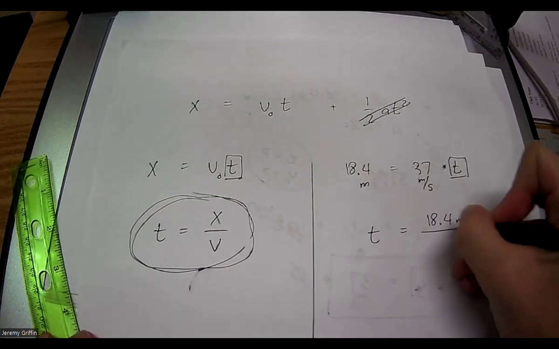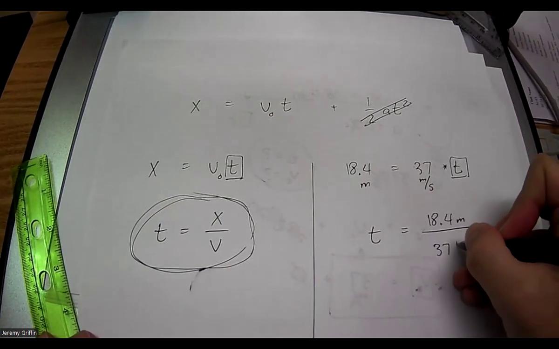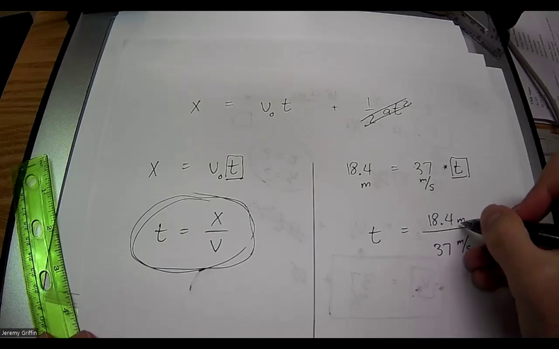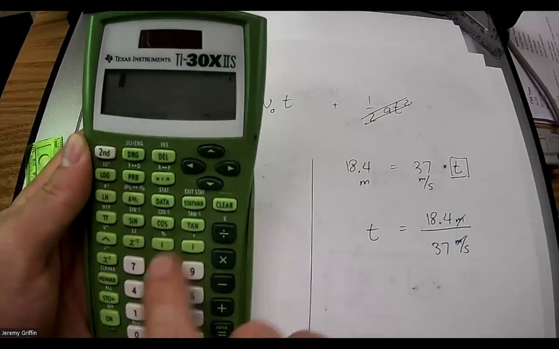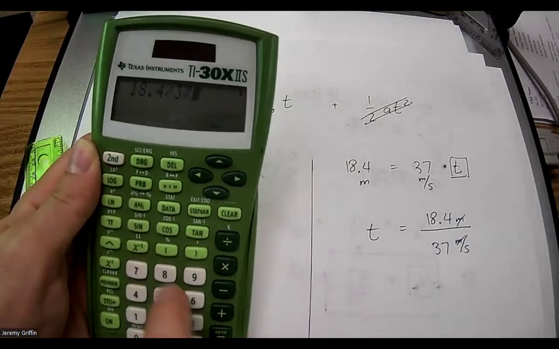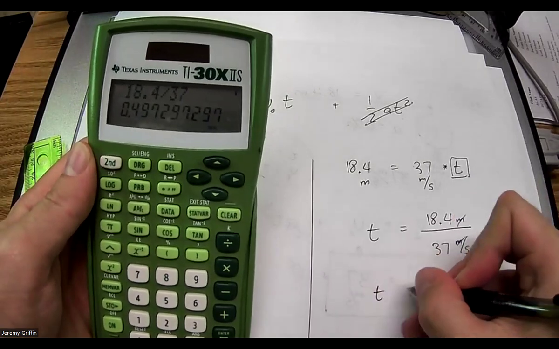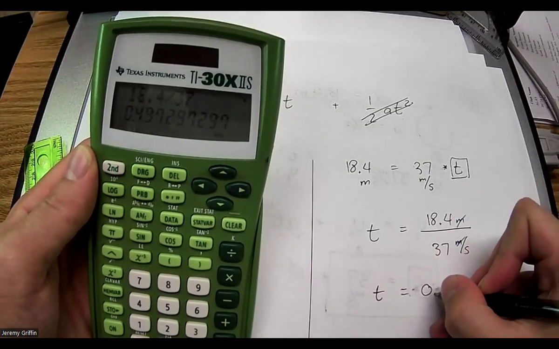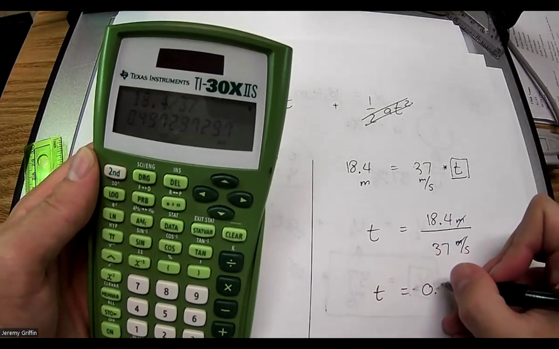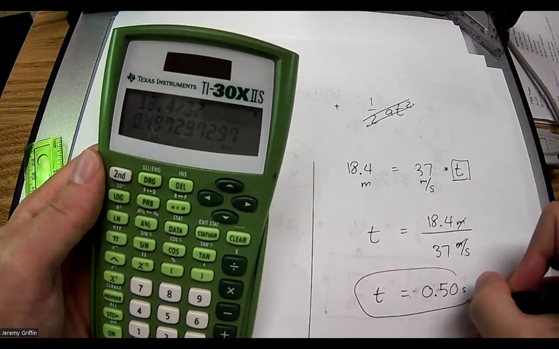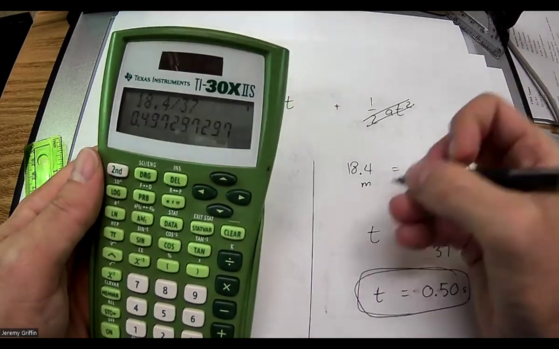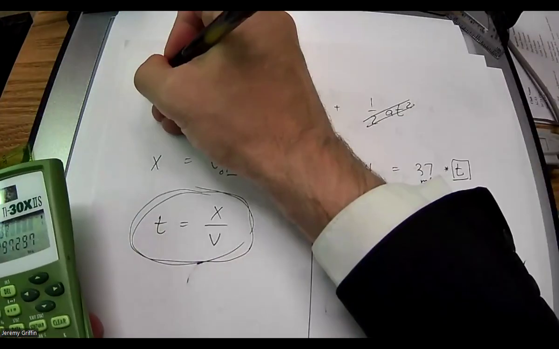18.4 meters divided by 37 meters per second. The meters go away. 1 divided by 1 over seconds gives you seconds. The reaction time is 0.497. I can round that to 0.50 seconds. There's the answer, and that's the answer to number 1.